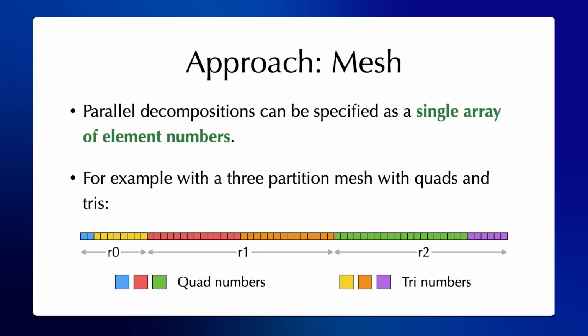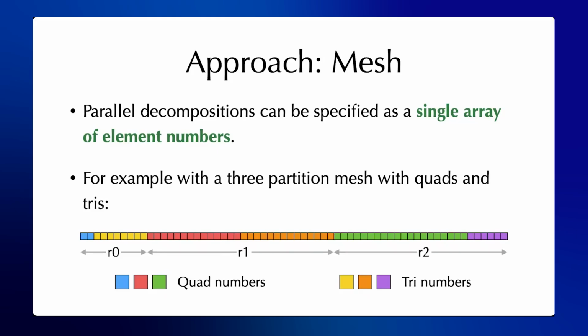For domain decompositions, we are going to represent domain decompositions as just a big list of element numbers. So if we have a simulation that has quads and triangles, and we have 3 partitionings, then inside our mesh, what we're going to do is just write out an array where the first part of that array is, okay, what quads does rank 0 have? Then what triangles does rank 0 have? Then what quads does rank 1 have? Then what triangles does rank 1 have? And so on and so forth.